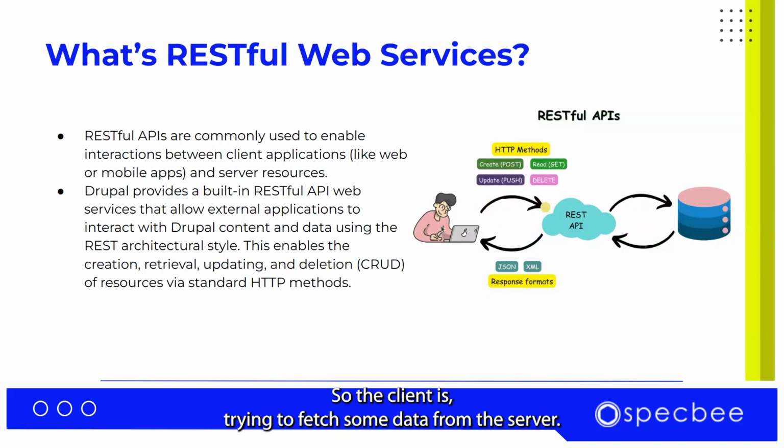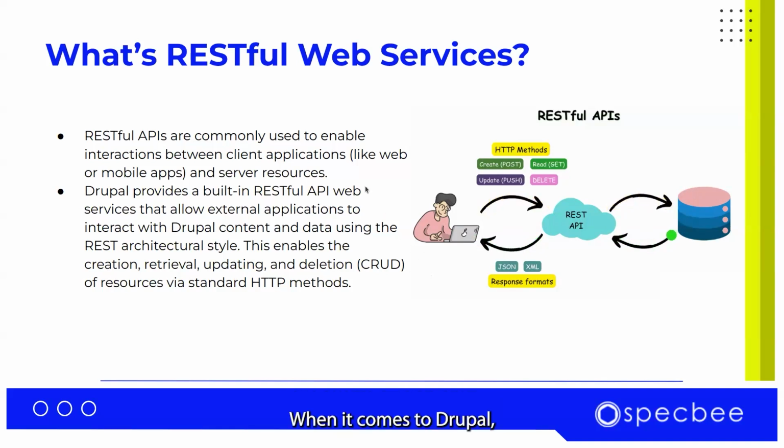The client is trying to fetch some data from the server. It is requesting the data using the GET method. The request is taken to the server with the help of the REST API, and the server responds to it, manipulates the data according to whatever the logic is, and then gets back with the data in the form of JSON or XML, whichever way it has been requested.